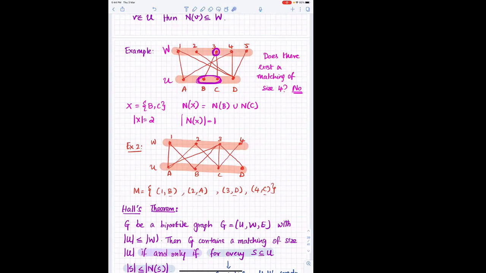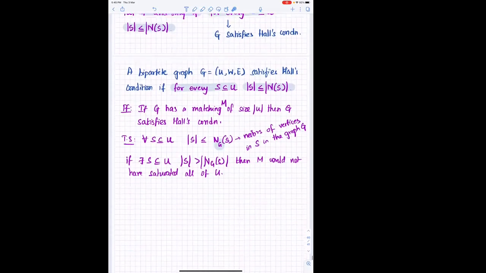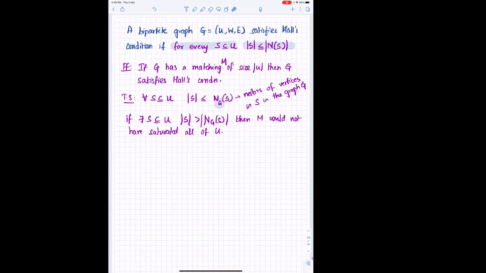You knew that there is a matching M. So this matching M actually saturates all the vertices, right? But if you look at this set S, and this set has larger cardinality than its neighbors, just by looking at this set, how did M satisfy all these vertices? It is not possible, right? Because the set of neighbors itself is smaller. So this is a contradiction to the fact that M is a matching. So if G has a matching of size U, then G definitely satisfies Hall's condition. Is this clear? One direction? Yes, we can actually go over this if it's not clear.